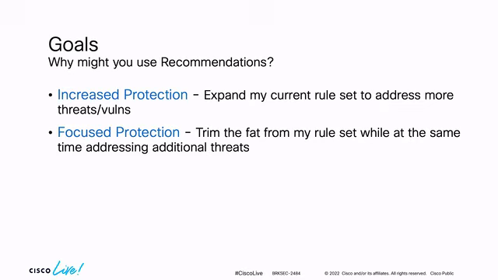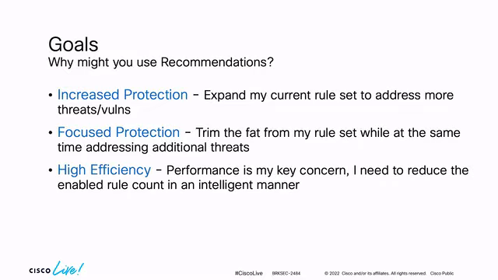But if you have good discovery data, then you can say, well, I want to trim the fat, but I also want to consider more rules. So I want to remove some rules, but I'd add more at the same time. High efficiency. So this one here, performance is my key concern, need to reduce the enabled rule count. And again, this is probably because you have a device, you should have bought a bigger device, right? Or something like that. It's not something you would normally want to do.